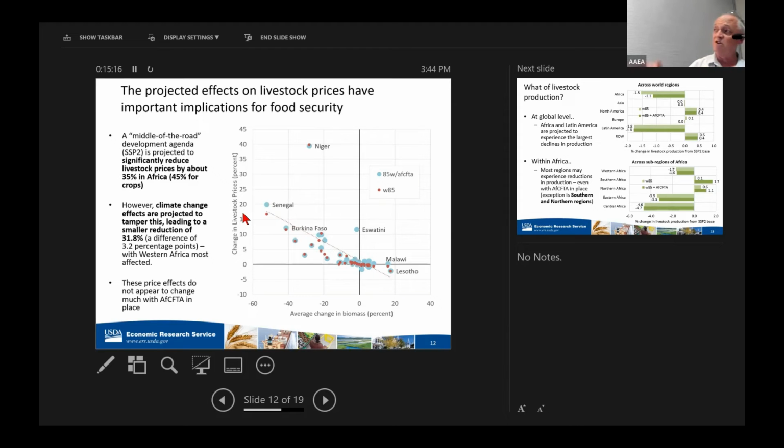This, of course, varies quite a bit across the countries in the regions. You see bigger changes for Senegal, but in most cases, the changes are pretty small. And this is something we're still trying to figure out as to what's driving some of this. And I think this could also be a terms of trade effect that's going on by introducing the free trade area.